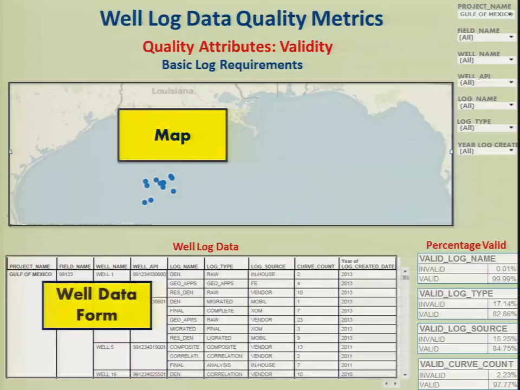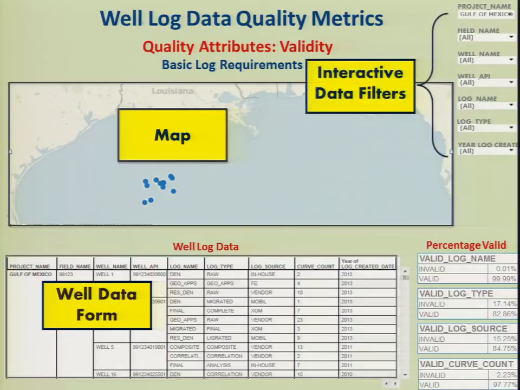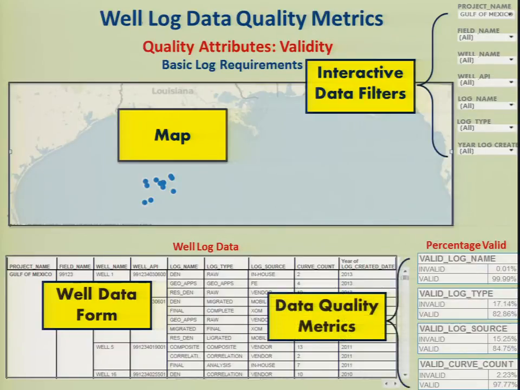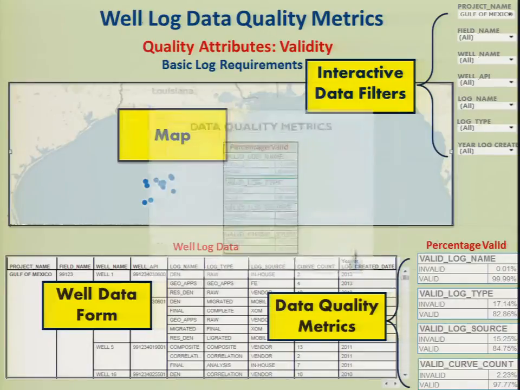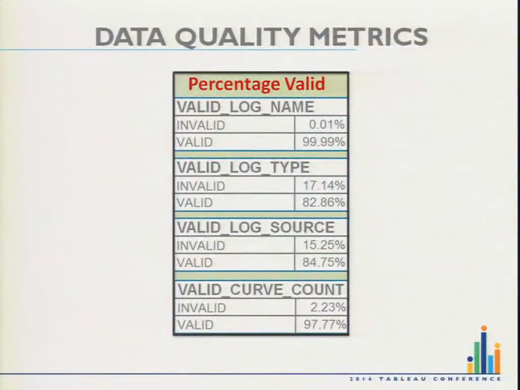At the bottom on the left, our dashboard has a spreadsheet, and this was built in Tableau. All it simply is is a lot of the key information that we need. And then on the upper right, and this was a really big addition, is our interactive data filters. Now what you're here today to see is what's on the lower left, and that's our data quality metrics. Let me blow that up for you. This is how we monitor and manage the quality of our databases.